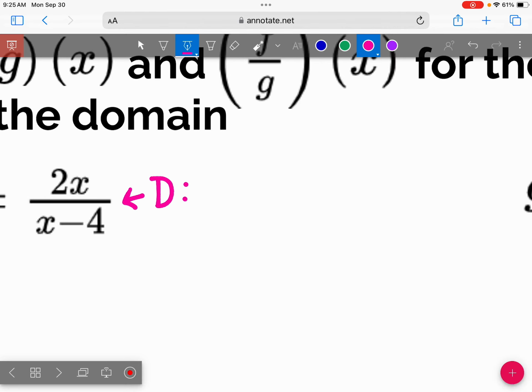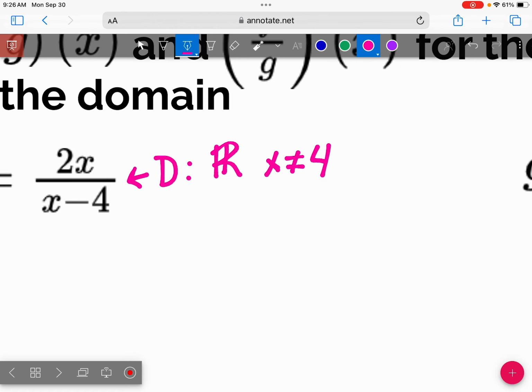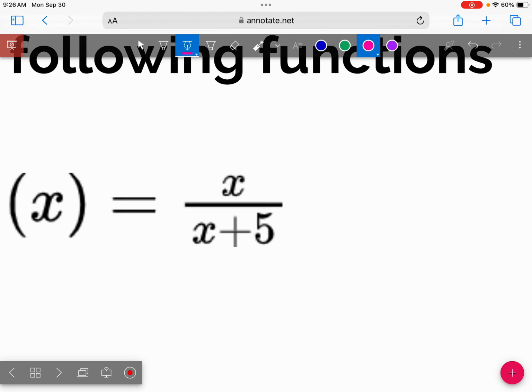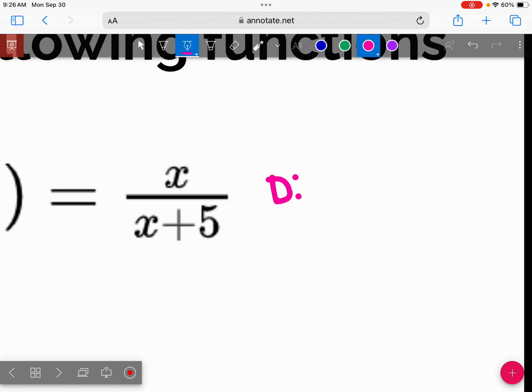All real numbers except for 4. So you can write it as all real numbers x not equal to 4. That's our algebraic notation. Otherwise, it's negative infinity to 4, parentheses, 4 to infinity. How about for my g of x? What's my domain? All real numbers except x can't be -5. So we're figuring out where that denominator equals 0. My numerator can equal 0 totally fine. My denominator cannot equal 0.